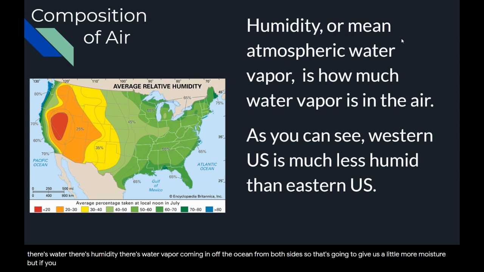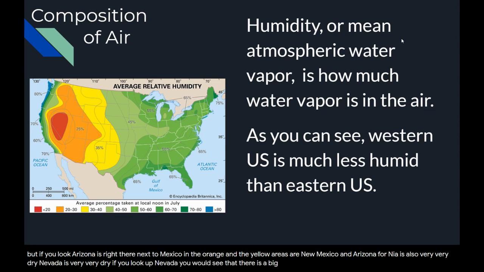But if you look, Arizona is right there next to Mexico, and the orange and yellow areas are New Mexico and Arizona. California is also very, very dry. Nevada is very, very dry. If you look up Nevada, you would see that there is a big desert in Nevada, so that kind of tells you that it's really dry.